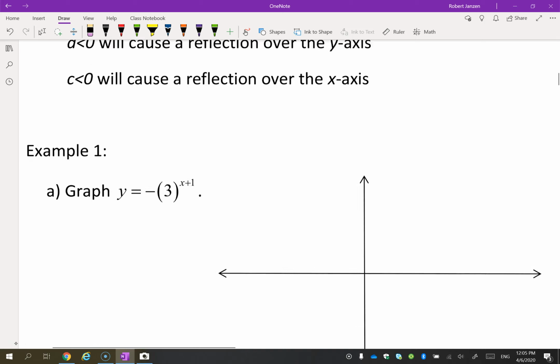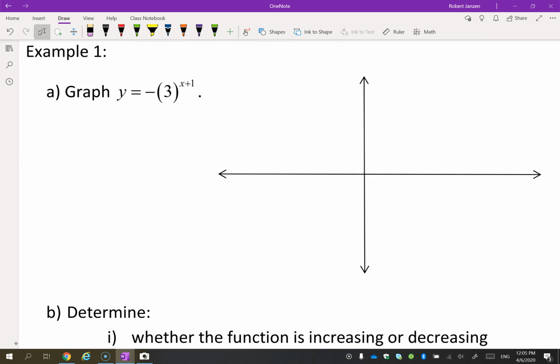Okay, so let's try a graph here. Start by doing the basic graph. The basic graph is y equals 3 to the power x. So I'm going to go with a y-intercept of 1, and then if x is 1, I get this. Okay, so I like to start by doing the basic graph, and then I'm going to do the transformations.